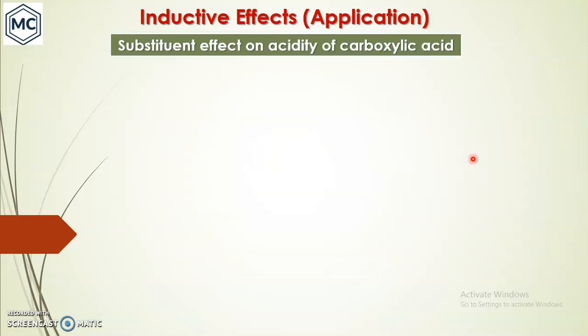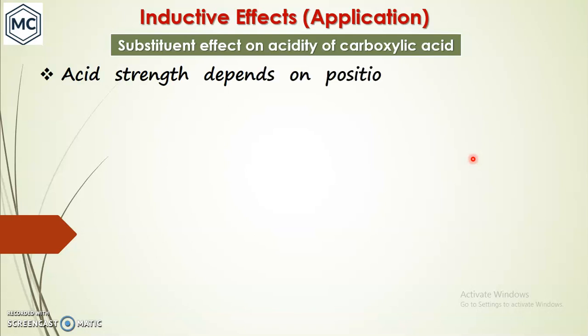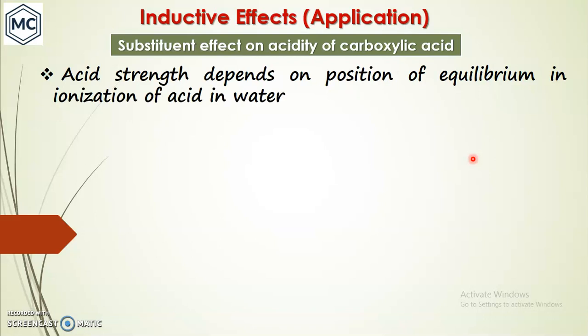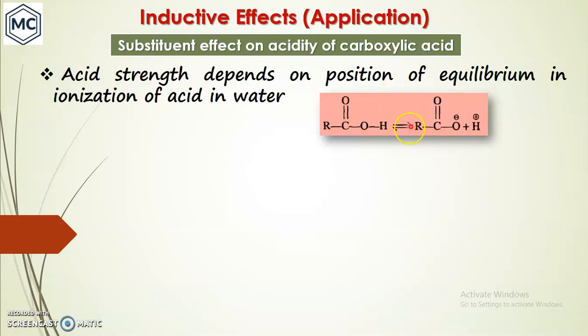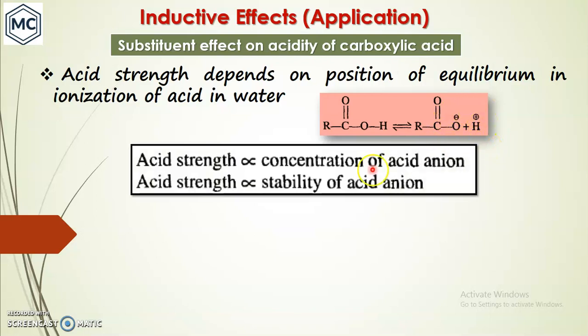So next one, application of inductive effect. What is the substituent effect on the acidity of carboxylic acid? The acid strength of a carboxylic acid depends on the position of equilibrium in the ionization of the acid in water. This is the ionization of acid in water. Whether this equilibrium is going right or left, if it is going right, then that will be more acidic. That means more H plus. So acid strength depends on the concentration of this H plus ion or this acid anion.